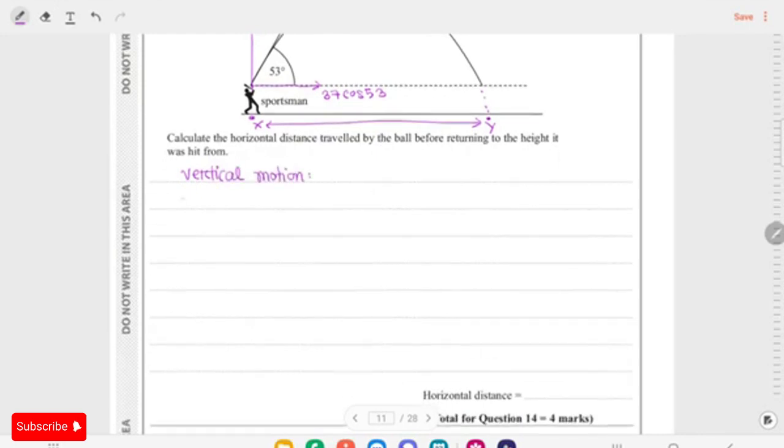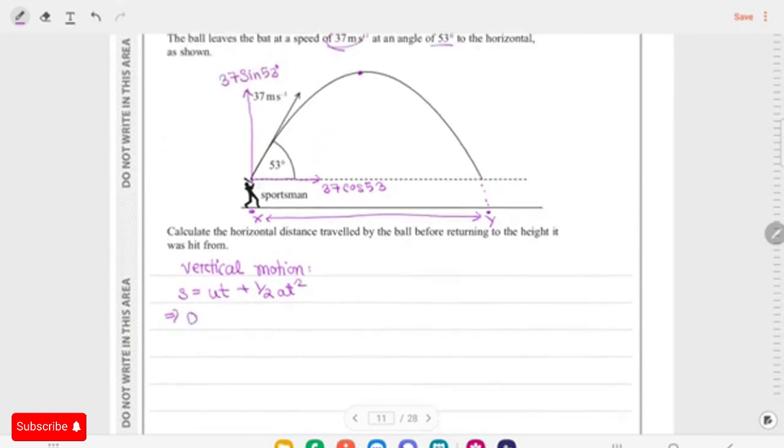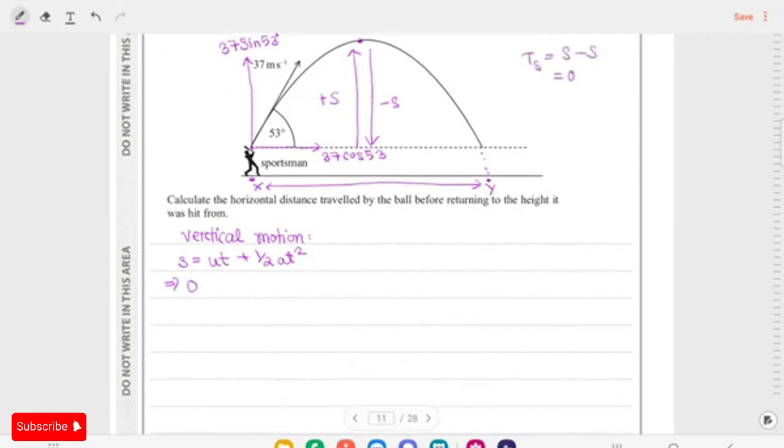For vertical motion I will use the equation s = ut + ½at², because over here s is 0. As you can see, whatever distance was moved in the upward direction was also moved in the downward direction. So if s is positive in the upward direction, it is negative in the downward direction. If you add these two together, you end up with 0, right? So total distance would be s minus s, that's 0. That's why s is 0 for the vertical motion.